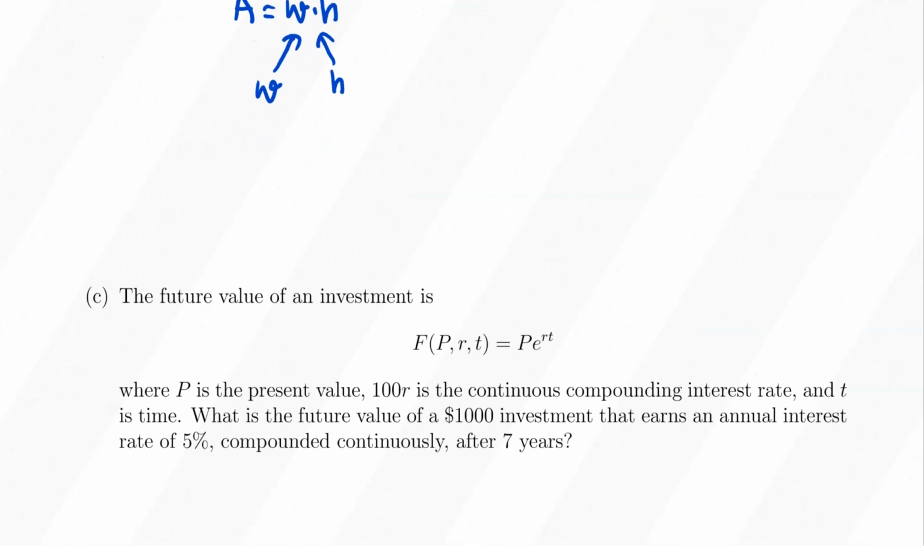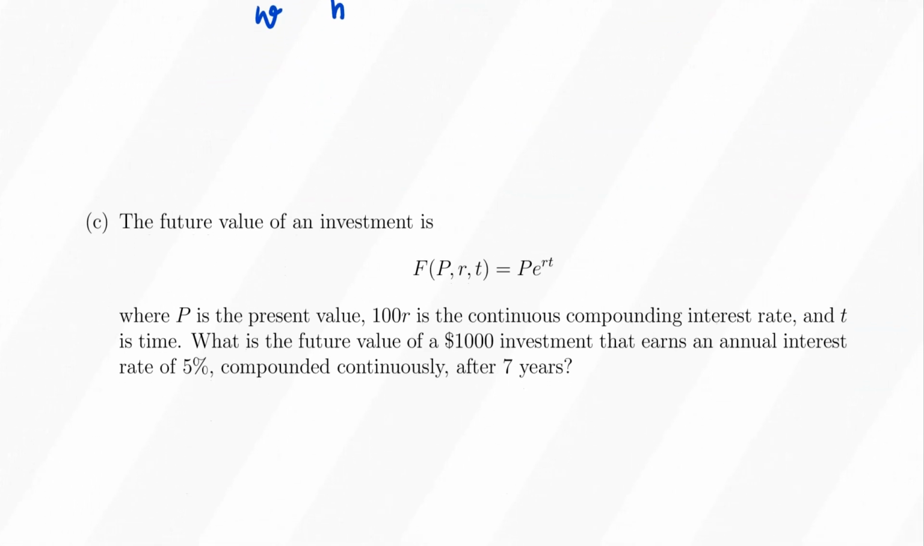Now for the last part, well, you probably are familiar with this future value formula. The future value for an investment is going to be P times e to the rt, where my interest is compounding continuously. So the future value is going to depend on 3 things. It's going to depend on the present value, it's going to depend on the interest rate, and it's going to depend on how long that I invest.